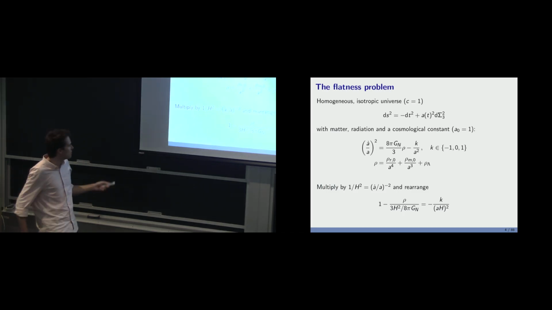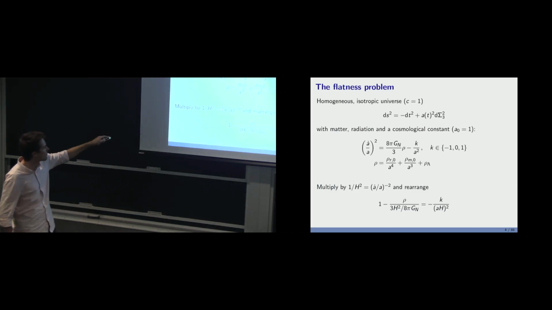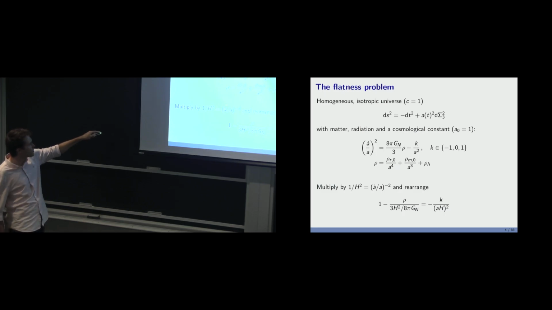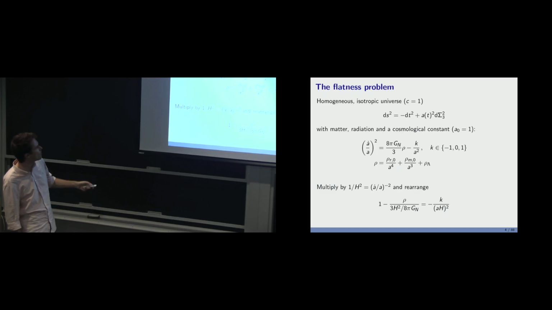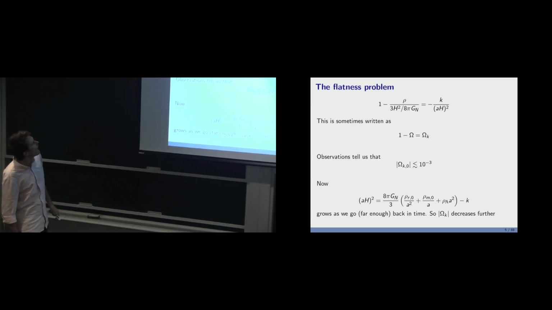Okay, so this can be rewritten by multiplying by 1 over H squared, where H is ȧ over a, and we can rearrange it into this form. Sometimes that's written as this equation, 1 minus Omega equals Omega_k. And now you can measure the various parts of rho. We've done that. And you find from this equation that right now, Omega_k is quite small.